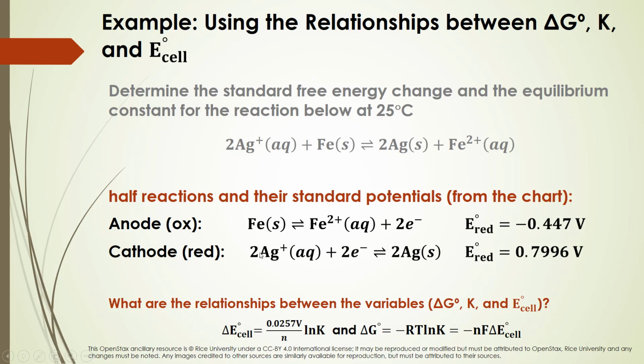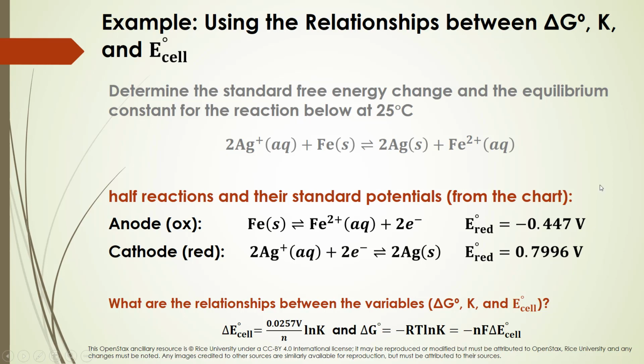Now, let's look at the other reaction. The other reaction is iron metal, and it's being oxidized to iron cations. And so that's going to be our reaction at the anode. Notice that when we oxidize iron metal, we're going to get iron 2 plus cations and 2 electrons. And when we go to the chart, the reduction potential is negative 0.447 volts.